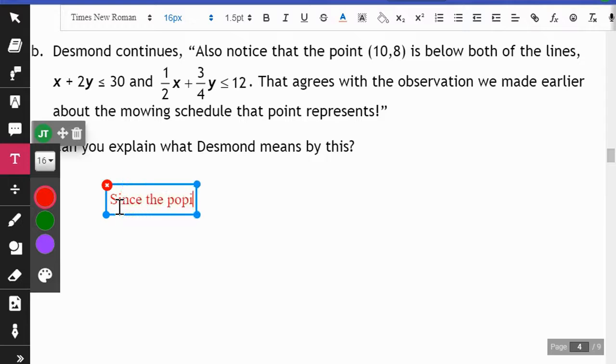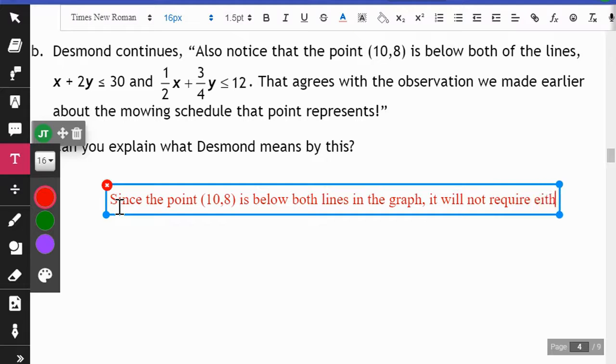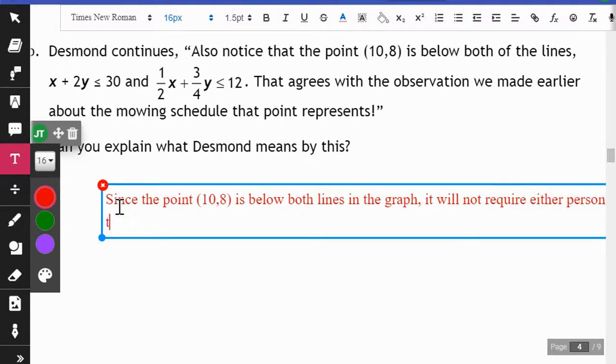Since the point 10, 8 is below both lines in the graph, it will not require either person to work too many hours. That's what it means.